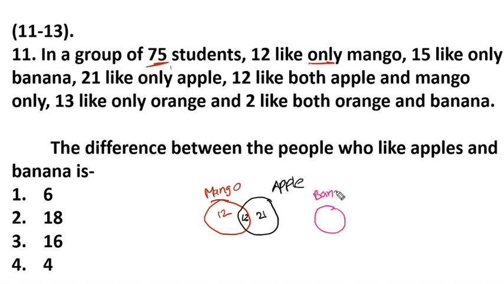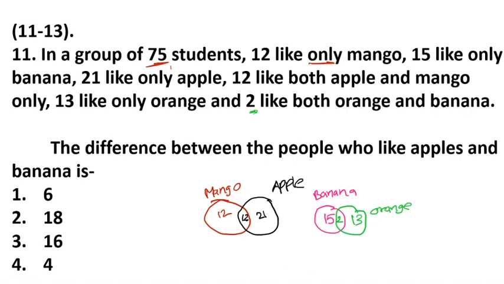So let me take this as banana. 15 like only banana. All right. 13 like only orange. Let me take the next color. Yeah, let's go with this color. Okay, so orange. 13 like only orange, fine. 2 like both orange and banana.